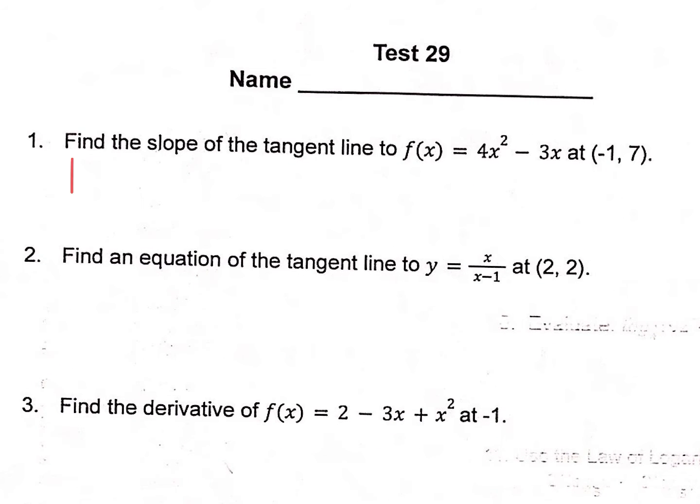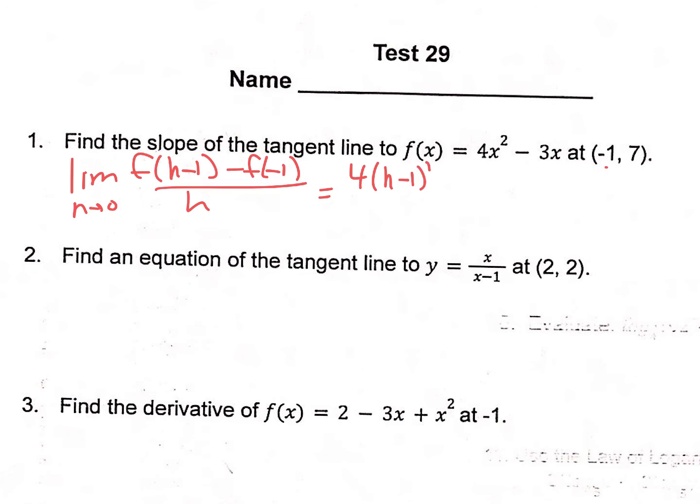So the limit as h approaches 0, and we're going to do f of h minus 1 because they got a -1 for my a, minus f of -1 all over h. So I'm going to start plugging that in. If I plug in the h minus 1, I'm getting 4 times h minus 1 squared minus 3 times h minus 1. And if I plug in the -1 into the function, I'm going to get a +4 and a +3. That's 7. So I'm going to do -7 at the end all over h.